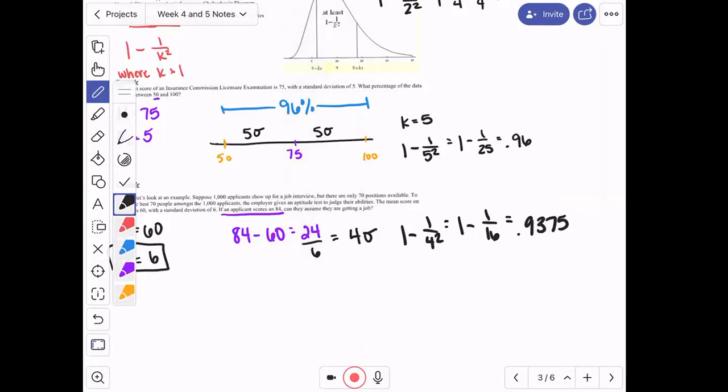0.9375. Right? Y'all see how I got that? Yes. Everybody understand how I got that? Yes. All right. So now here's what we're gonna do with that then.